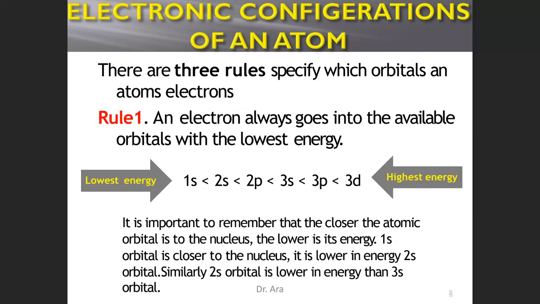It is important to remember that the closer the atomic orbital is to the nucleus, the lower its energy, as we saw here. So the first orbital is closer to the nucleus, so it is lower in energy than 2s. Similarly, the 2s orbital is lower in energy than 3s, and so on.